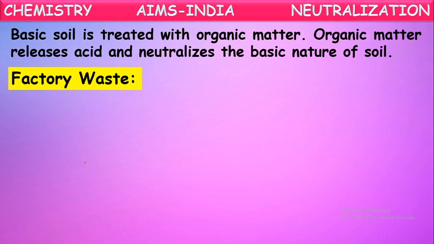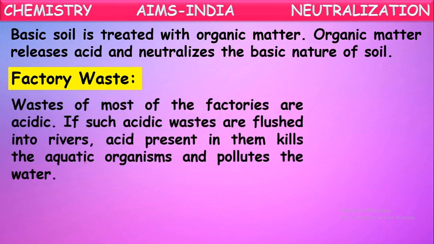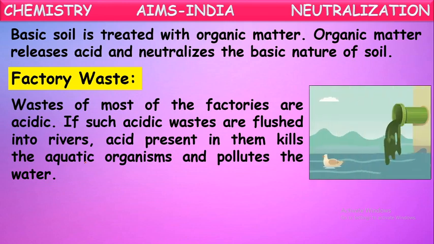Factory waste. It is one of the important applications where we are using these neutralization reactions. Waste of most of the factories is acidic in nature. If such acidic waste is flushed into rivers, the acid present in it kills the aquatic organisms and pollutes the water. Yes, most of the factories release their wastewaters into rivers and lakes. Most of these factory wastes are acidic in nature.